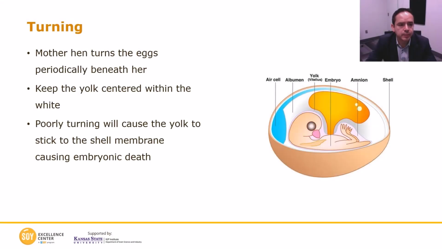Turning is also very important. I don't know how many of you have had the opportunity to see a broody hen, but if you pay attention, the mother hen is going to turn the eggs periodically beneath her. What this does is help to keep the yolk centered within the white. And poor turning will cause the yolk to stick to the shell membrane, causing embryonic death. So turning is very important, particularly during the first week.